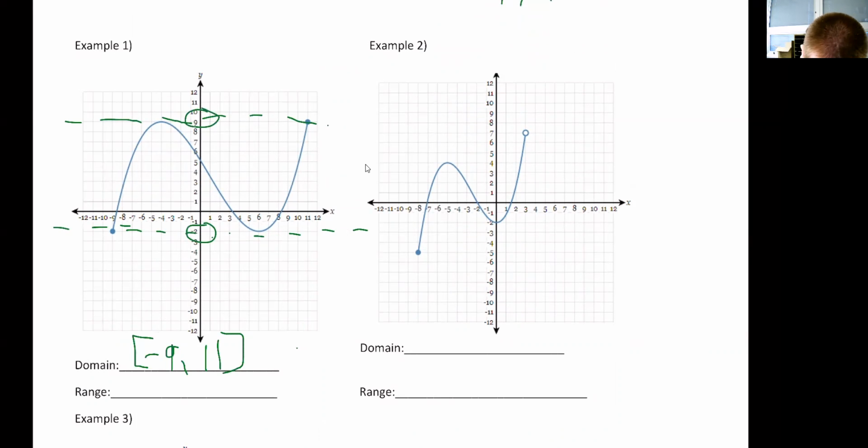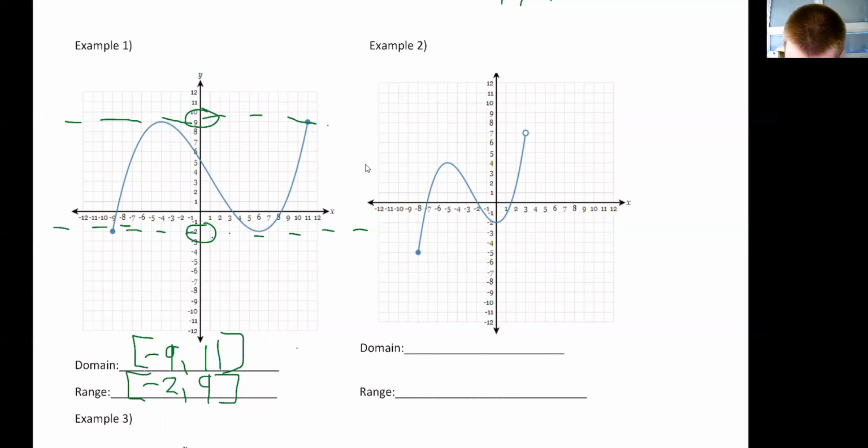And we still have closed circles. So it would be from -2, and then the highest it goes is 9. One thing I should mention, when you do your domain, you always want to put how far it goes left and then how far it goes right. For your range, you always want to put how far it goes down and then how far it goes up. You always want to go small to big when you list your domain or range.